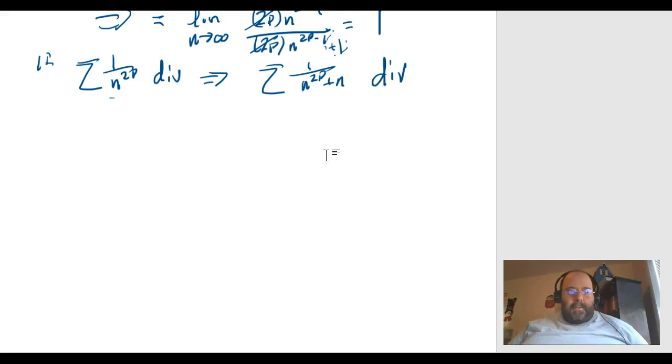My pen is being a little weird today. All right, so when does this diverge?